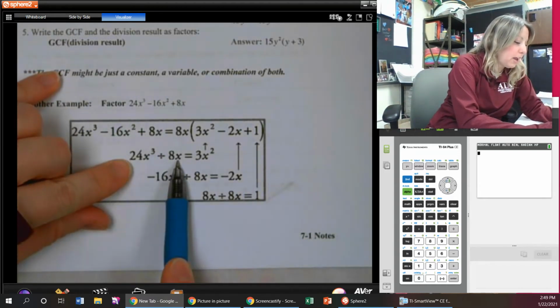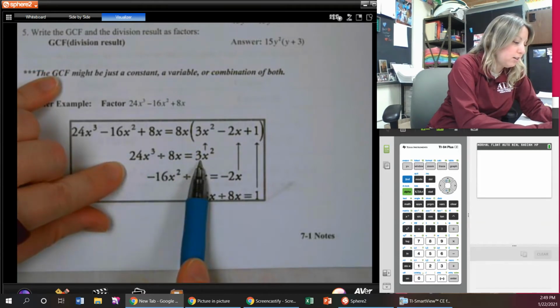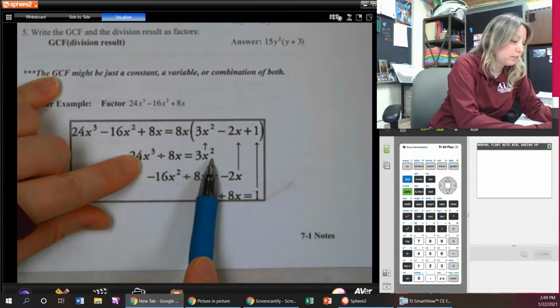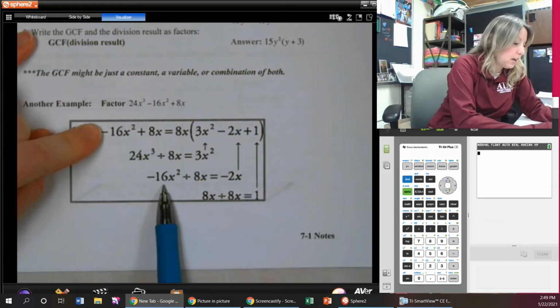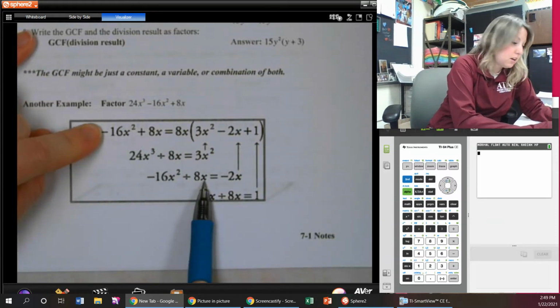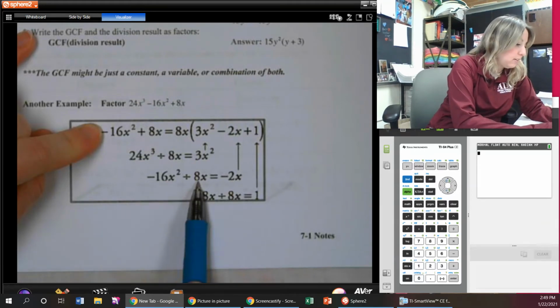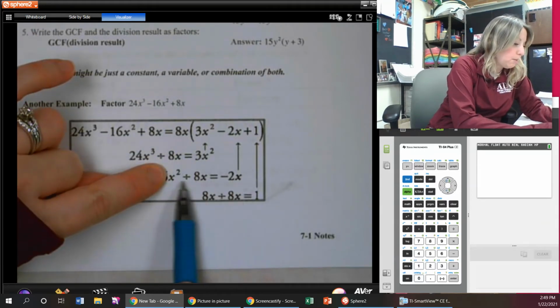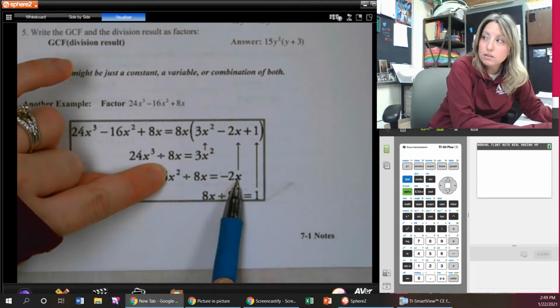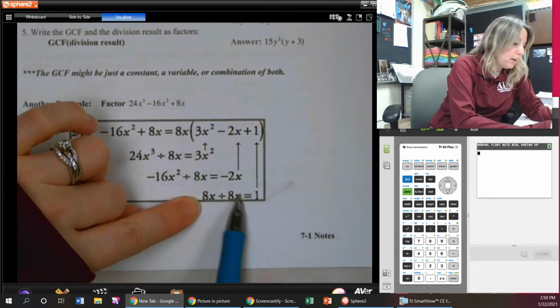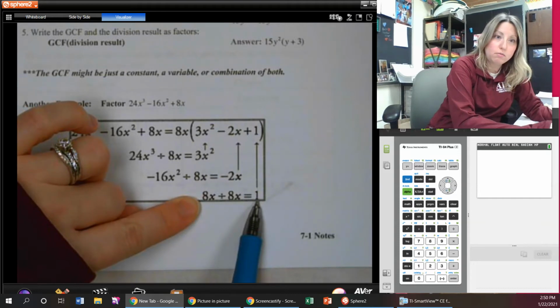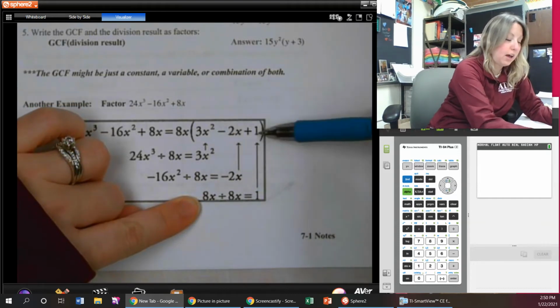24x cubed divided by 8x, well, 24 divided by 8 is 3. X cubed divided by x is x squared. That's the first term in the leftover. Now take negative 16x squared divided by 8x. Negative 16 divided by 8 is negative 2. X squared divided by x is x. Then, lastly, any term divided by itself leaves a 1. That's where I get the leftover pieces.